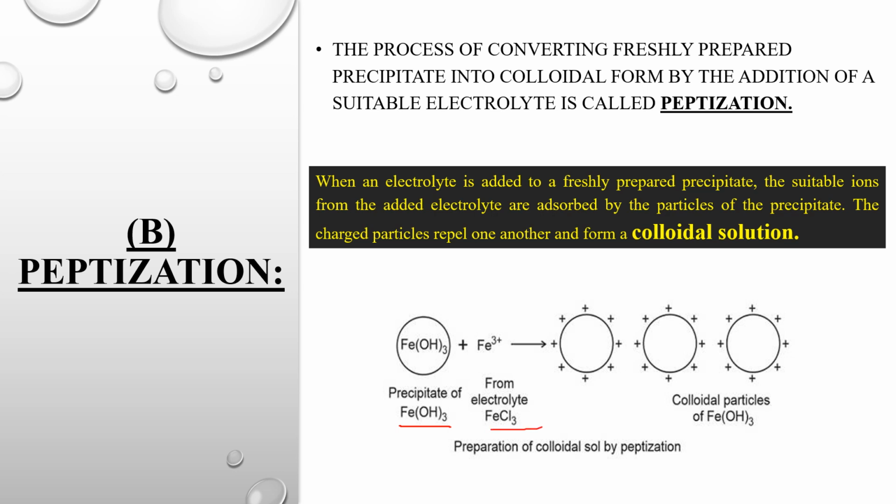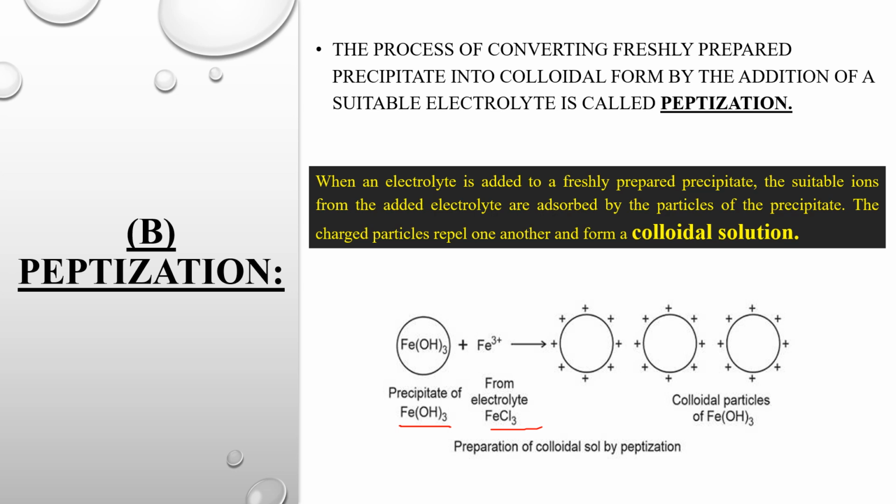FeCl3, which is an electrolyte, and for the peptization process the electrolyte should be preferential. It should be based on the nature of the ions. It should be similar with the ions of the precipitate. One ion of the electrolyte should be similar with the ion of the precipitate. So here the electrolyte we are adding is FeCl3 and the precipitate is Fe(OH)3. So the common ion between precipitate and electrolyte is Fe3+.